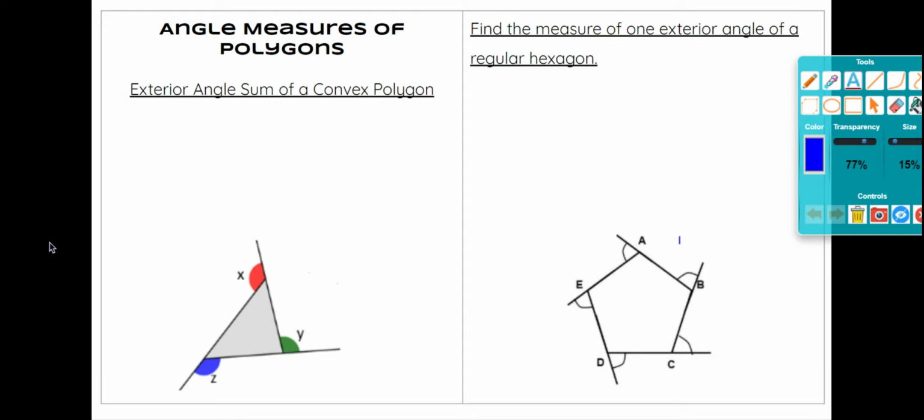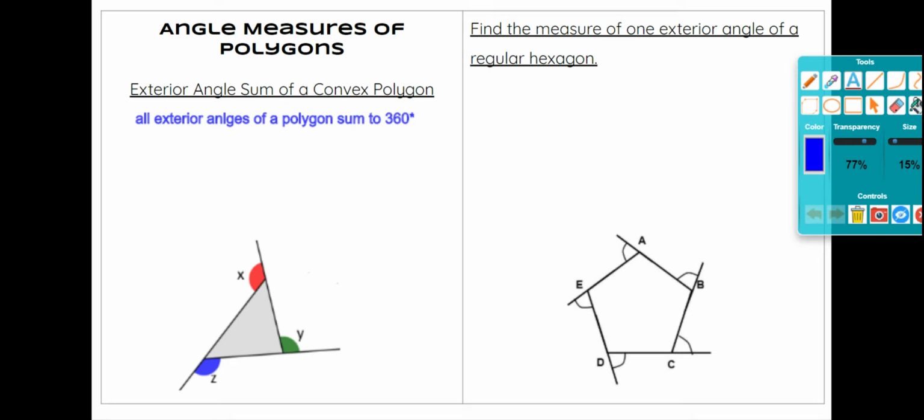Now that we've addressed the inside of our polygons, we can start looking at the outside of our polygons and figuring out how to measure the outside of our polygons. An important fact is that all exterior angles of a polygon sum to 360 degrees. So that's any polygon. Our exterior angles are going to sum to 360 degrees.